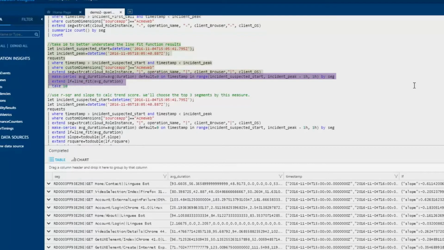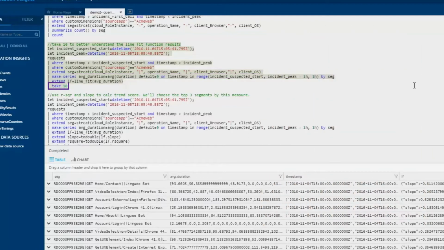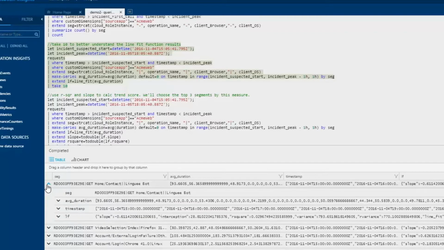Next, we use line fit, which performs linear regression on the series to find the line that is its best approximation. We'll use the operator take to better understand the data structure in this phase. Each row contains the data of one segment. Let's focus on the first one. The second and third columns contain the time series data points and their corresponding timestamps.